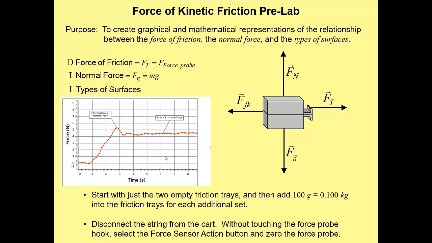This is an experimental proof of something which I hope you've pushed things around enough to notice. Is it harder to get something going or to keep it going once you've got it going? Hopefully you'll agree with me that it's usually harder to get something going. But then once you get it sliding, it's easier to keep it sliding. And this is showing you that experimentally. Static friction, range of values, but it has a maximum, and that maximum amount is more than the kinetic friction. Kinetic friction, there's only one value. Static friction, there's a range of values.